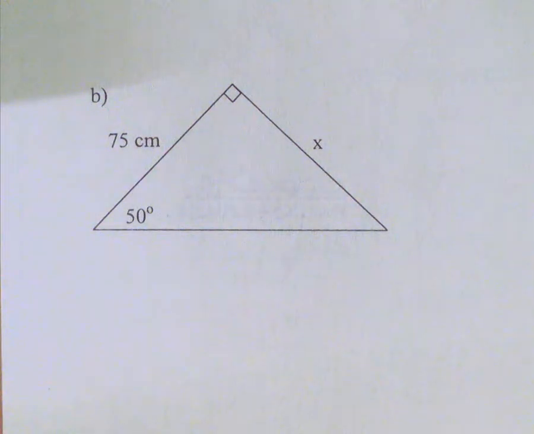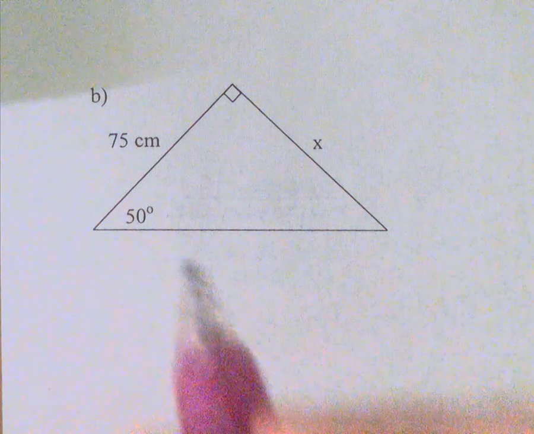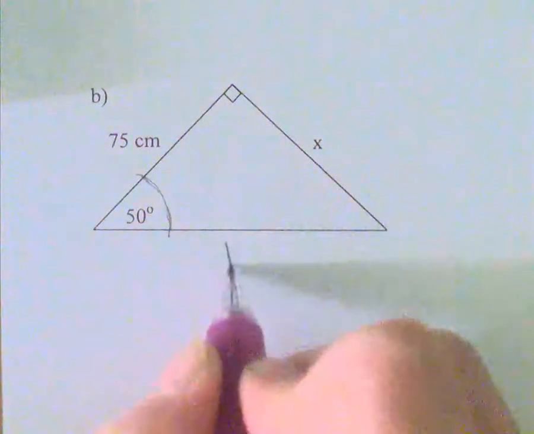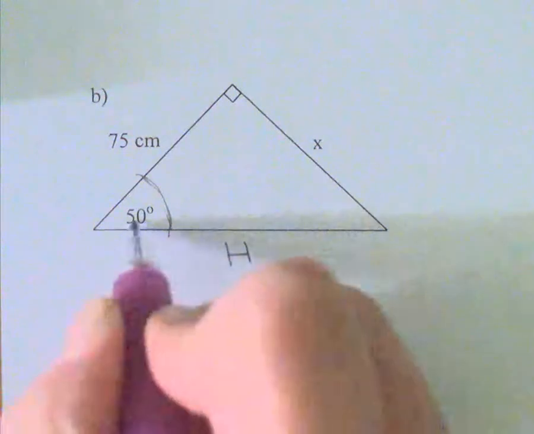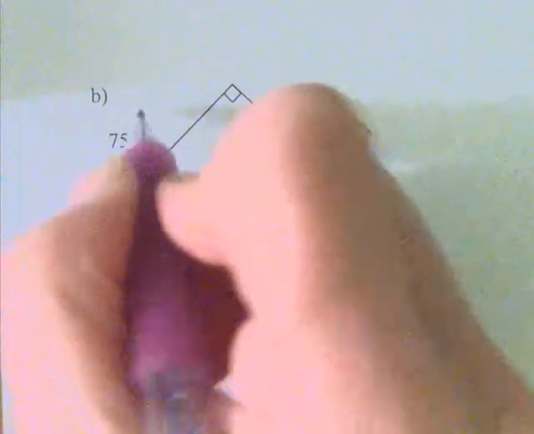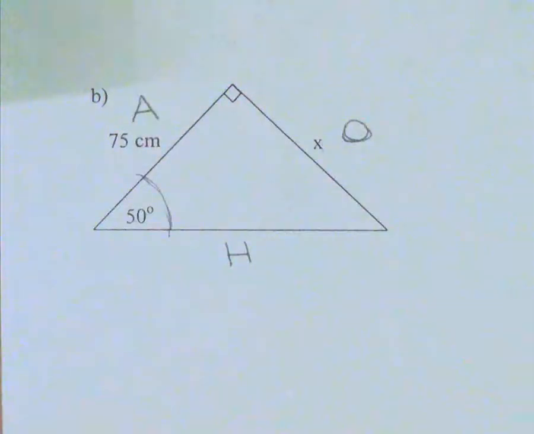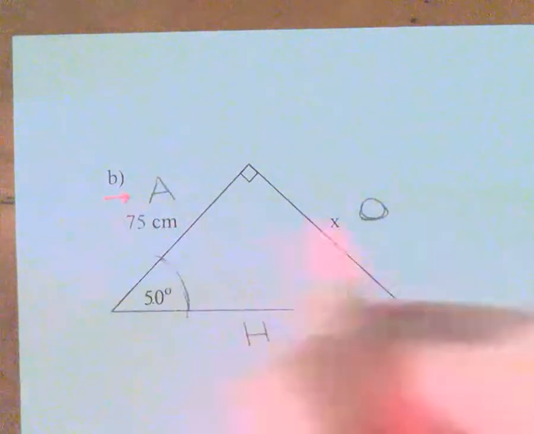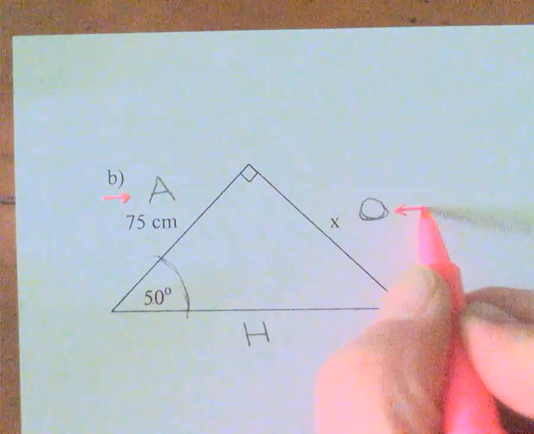Okay, let's try some more. So if I look, there's the angle they gave me. This is the hypotenuse. This side is opposite the angle, and this side is adjacent. It's the side touching. So if I look, I want something that involves the adjacent and the opposite.